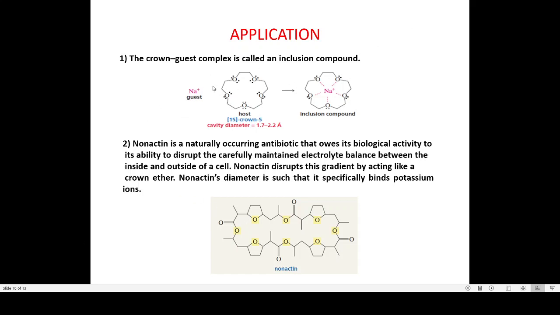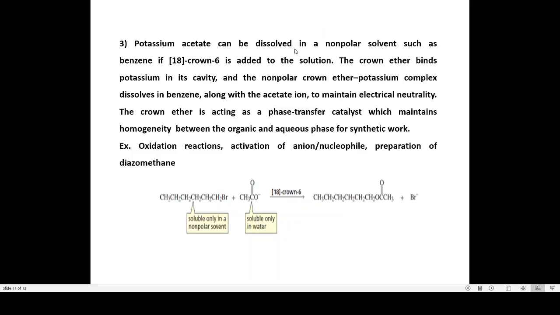Coming to the application of the crown ether. The crown ether complex is called an inclusion compound, which finds application in many reactions. Nonactin is a naturally occurring antibiotic with biological activity, and it is mainly involved in the electrolytic balance between the inside and outside of the cell. This antibiotic works by developing a gradient with the help of a crown ether, and nonactin specifically binds to K+ potassium ions. Potassium acetate can be dissolved in a nonpolar solvent such as benzene if 18 crown 6 is added to the solution.